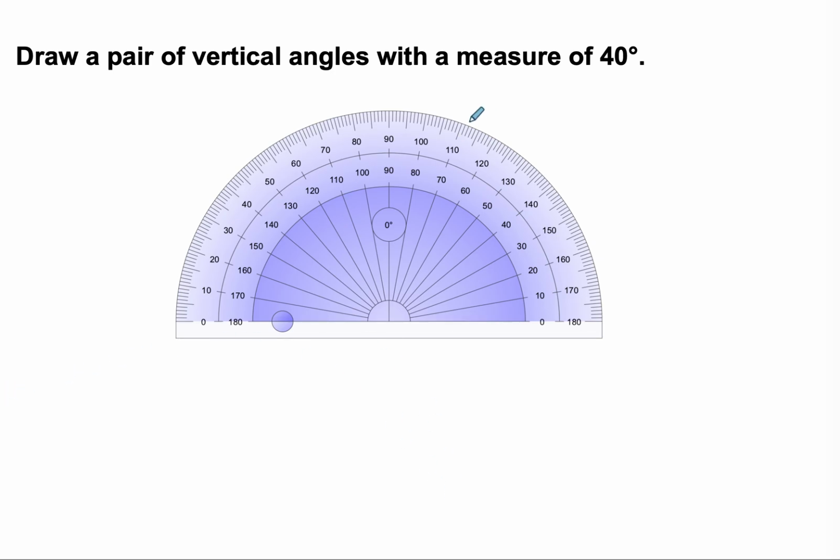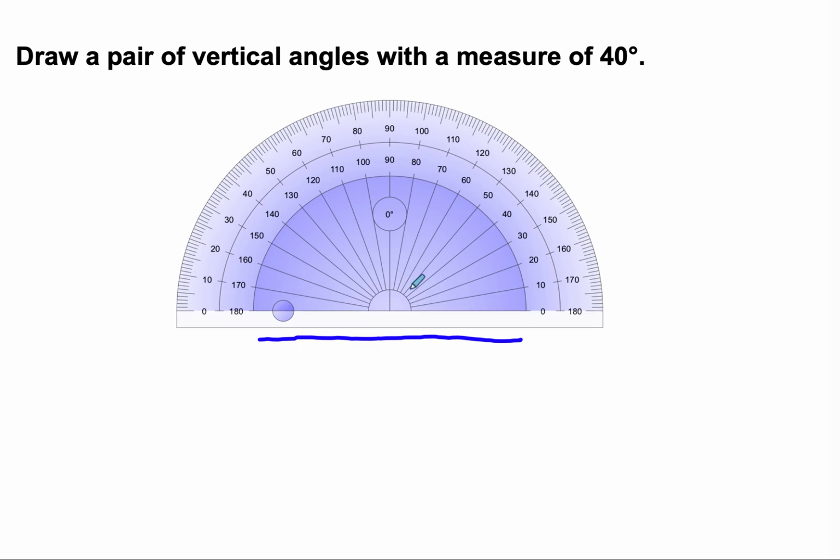Okay, so here's what we're going to do. It says draw a pair of vertical angles with a measure of 40 degrees. So for our angle constructions, we're going to go ahead and use the bottom of our protractor like a ruler, and we're going to draw a nice neat straight line. Now unfortunately for me, I can't actually press up against that ruler, so it makes it a little bit more difficult for me to draw a perfectly straight line. On your protractor, you should be able to use that bottom edge like a ruler to draw a nice straight line. Okay, let's see, is this gonna work for me?